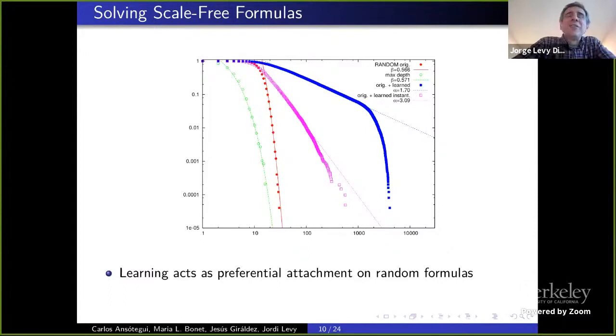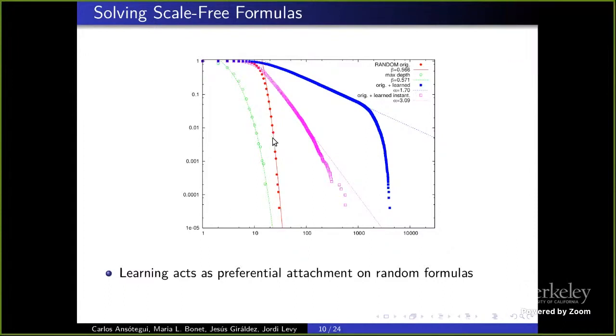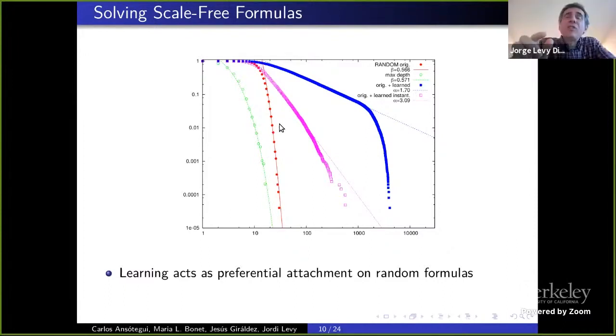Yeah. So what we observe is that using a uniform random formula, the addition of learned clauses makes the formula scale-free. So even if the formula is not scale-free, like in the random formulas, the learning tries to make it scale-free.